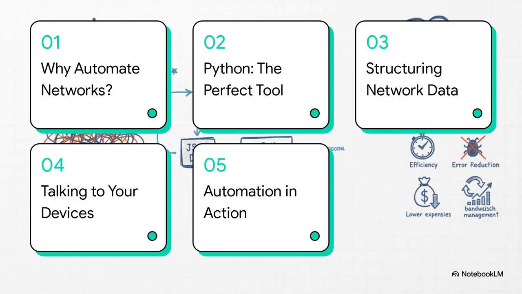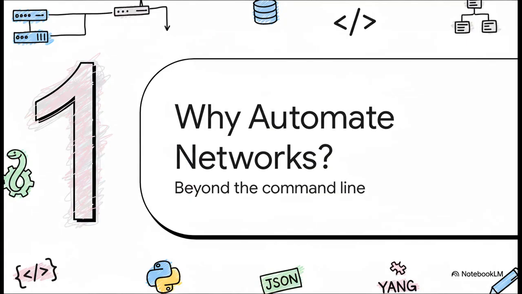So here's our game plan. We'll kick things off with the big why. The actual problems that automation is here to solve. Then we'll get into our toolkit, starting with Python. After that, we'll see how to structure our data with things like JSON and YANG, figure out how to talk to devices using APIs, and finally, we'll see how it all clicks together in a real-world workflow. All right, let's dive right in.